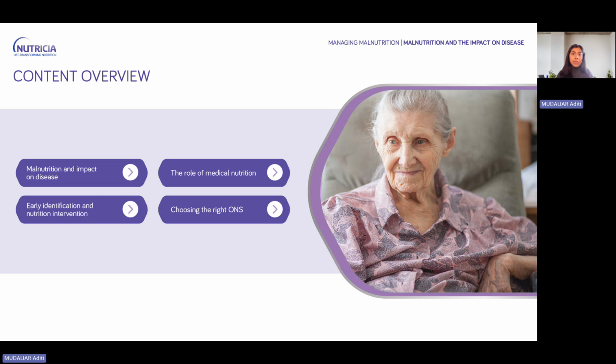In this session, we will be exploring the definition and impact of malnutrition, how it can be identified and addressed, and the critical role of medical nutrition in supporting your patients in their treatment or recovery journey. In this session, we will also highlight how nutrition can support you in delivering better nutritional care in your practice.